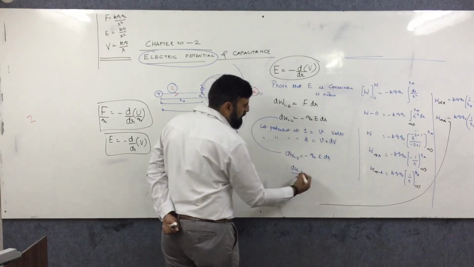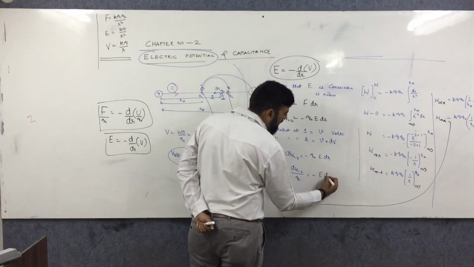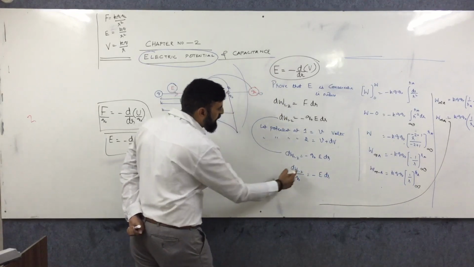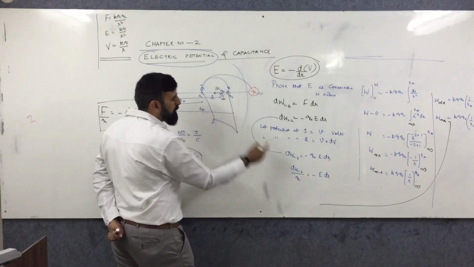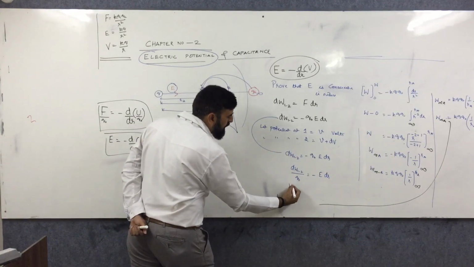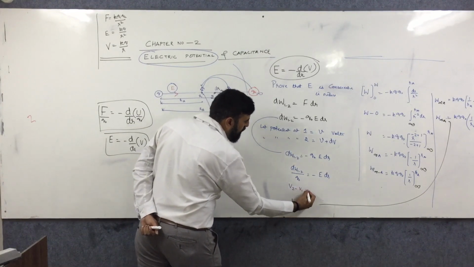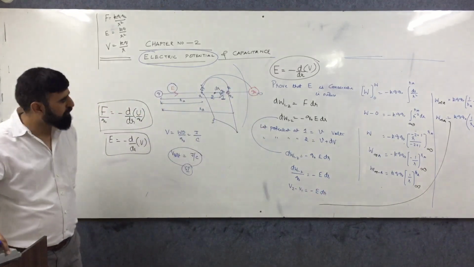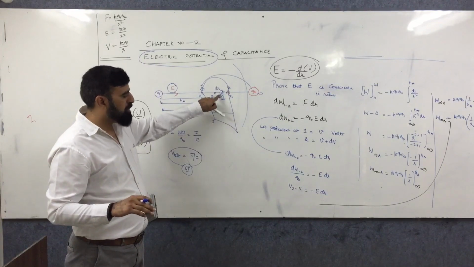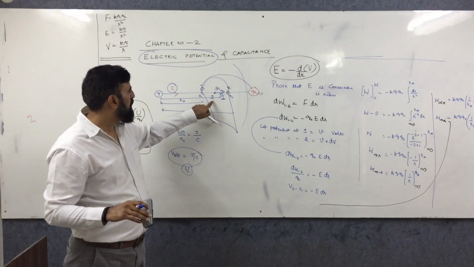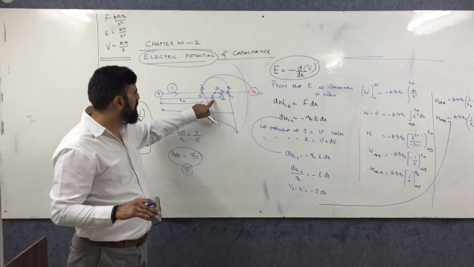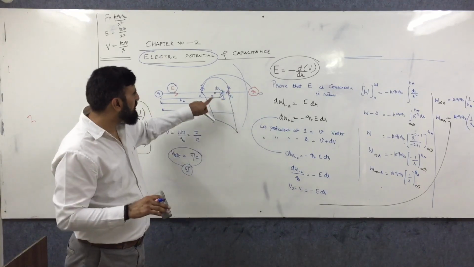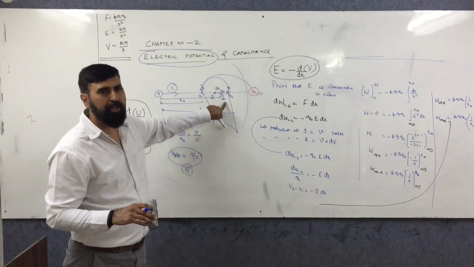Put this Q0 here. This gives me what? Minus E into dr, isn't it? So what is work done from 1 to 2? I think work done from 1 to 2 per unit Q0 will give me potential at 2 minus potential at 1, which is minus E into dr. Fair enough? Work done to move from 1 to 2 per unit test charge is potential at 2 minus potential at 1.